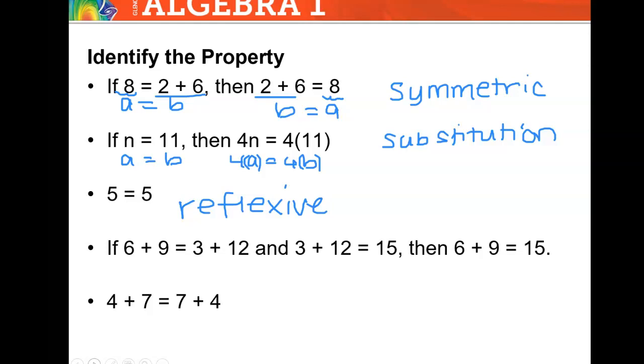Okay. 6 plus 9 equals 3 plus 12. And 3 plus 12 equals 15. Then 6 plus 9 equals 15. What property does that look like? A equals B, B equals C, A equals C. Good. Perfect.